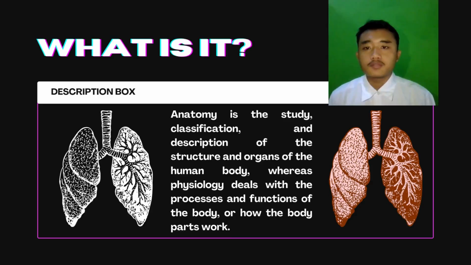General anatomy, or anatomy, is the study, classification, and description of the structure and organs of the human body, whereas physiology deals with the processes and functions of the body, or how body parts work. Also, in the living subject, it is almost impossible to study anatomy without also studying some physiology.